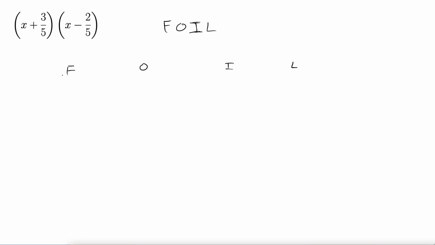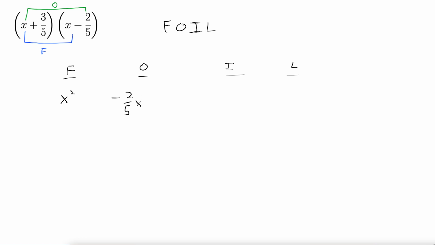F-O-I-L, and you don't have to write this out every time. It's just good to see it at first. Okay, so first, F, these two. x times x, x squared. Outside, here's the outside of these two binomials, O. So that's minus. The minus goes with the 2/5 in this case. So minus 2/5 x.